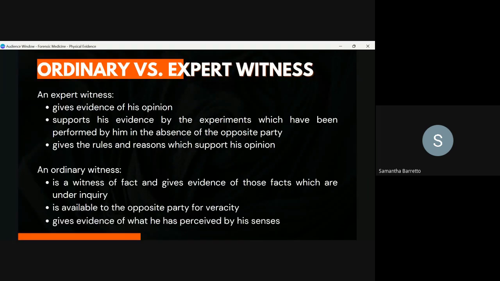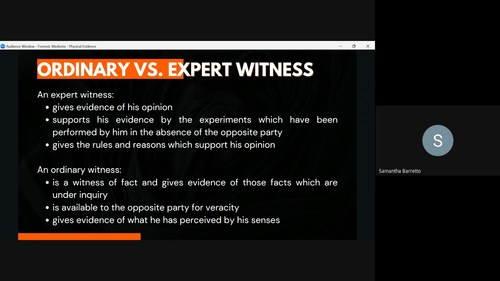Moving on, let's proceed to the two kinds of witness who can receive a subpoena from the court. So an expert witness gives evidence of his opinion, supports his evidence by the experiments which have been performed by him in the absence of the opposite party, and gives the rules and reasons which support his opinion. While an ordinary witness is a witness of fact and gives evidence of those facts which are under inquiry.